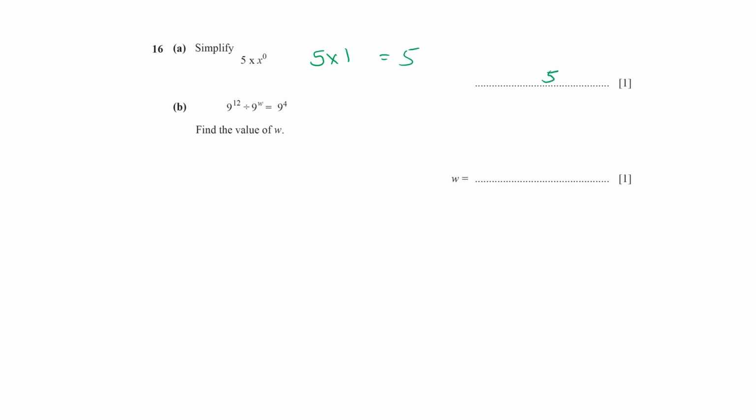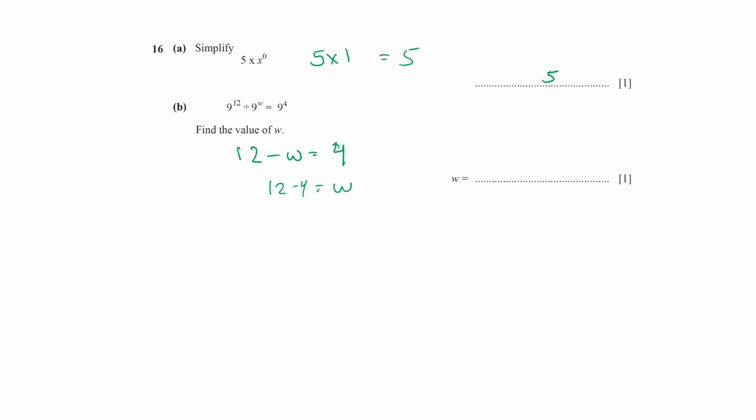Okay, B part, 9 to the power 12 divided by 9 to the power w is going to give me 9 to the power 4, right? Now as per the laws of exponents, when the base is the same and we are dividing them, we subtract the powers, right? So 12 minus w will be giving me 4. Now we can shift the w to the right side and 4 to the left side.